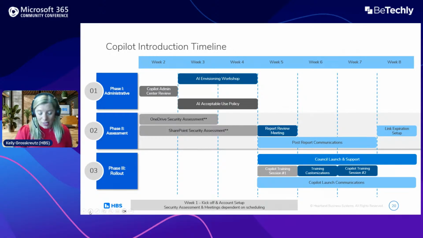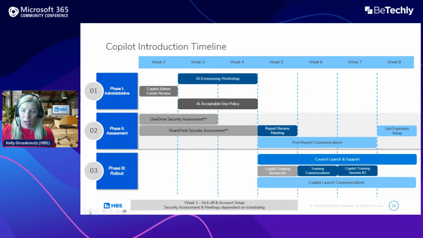This introduction slide, this is what we're seeing a number of organizations have success with. They break their licensed M365 Copilot rollout into 3 phases. The first phase is we start with the admin center. We define an acceptable use policy, and then we call this an AI envisioning workshop where we just walk through what are the challenging parts of your business? What are things that run kind of clunky? We start to ideate on where AI could be effective.